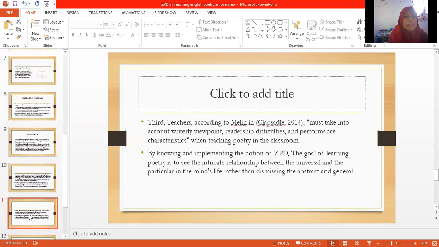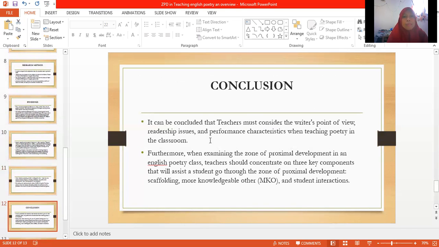Here, teachers, according to Mellin in Clubslate 2014, must take into account writerly viewpoint, leadership difficulties, and performance characteristics when teaching poetry in the classroom. By knowing and implementing the notion of ZPD, the goal of learning poetry is to see the intricate relationship between the universal and the particular in the mind's life rather than dismissing the abstract and general. Coming to the conclusion, it can be concluded that teachers must consider the writer's point of view, leadership issues, and also performance characteristics when teaching poetry in the classroom.